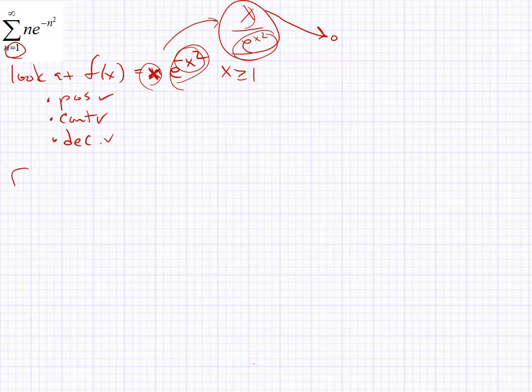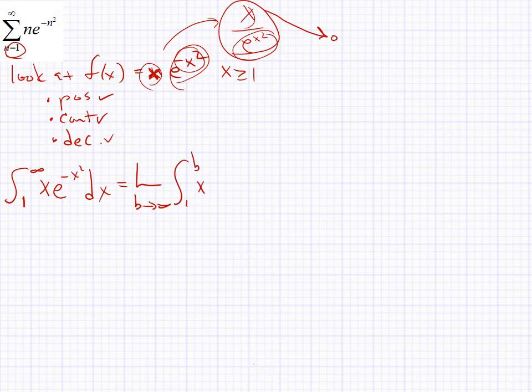So I'm going to do the integral from 1 to infinity of x e to the negative x squared dx. Well, in order to do that, it's an improper integral, so I'm going to do the limit as b goes to infinity of the integral from 1 to b of x e to the negative x squared dx. I'm then going to think about how I'm going to integrate, which would be substitution. u equals negative x squared, du equals negative 2x dx. I don't have the negative 2, so I'll divide it over.